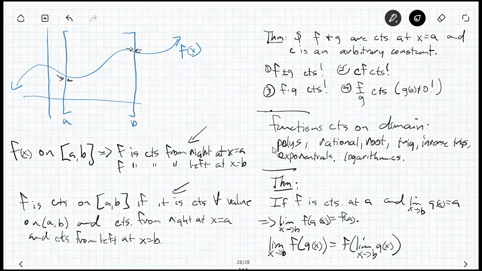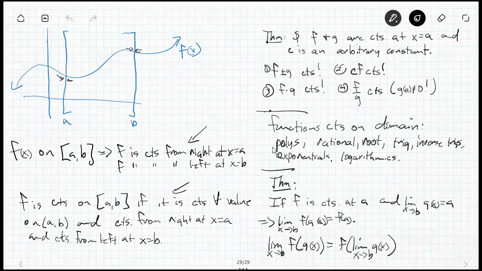However, let's look at this. f has to be continuous at A, right? And the limit as x approaches b of g of x has to equal A. So when I plug b into g, I got to get A. So now I'm just talking about f of A, which we know is continuous at A, so I'm allowed to do that. So look at what happens here. Let's parse this out just for a second without getting too nuts. When I plug b into g, I get A. And then I just get f of A when everything is said and done.